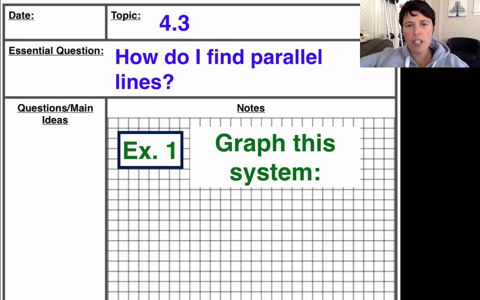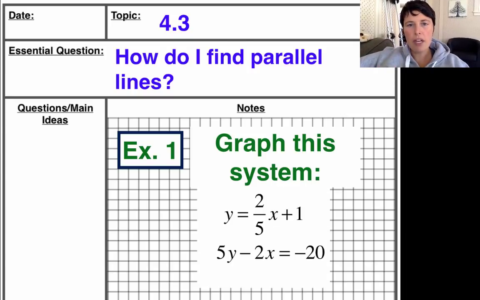So here's what we're going to do. We're going to graph a system of two equations. The first equation is one that doesn't really bother me. It's y equals 2/5 x plus 1. The reason I say it doesn't really bother me is it's in a nice format. I see it as y equals mx plus b, and I think it's going to be very easy to graph. Y equals 2/5 x plus 1.